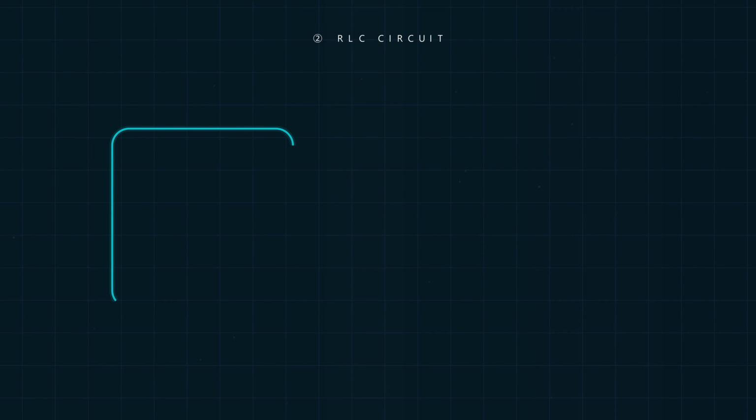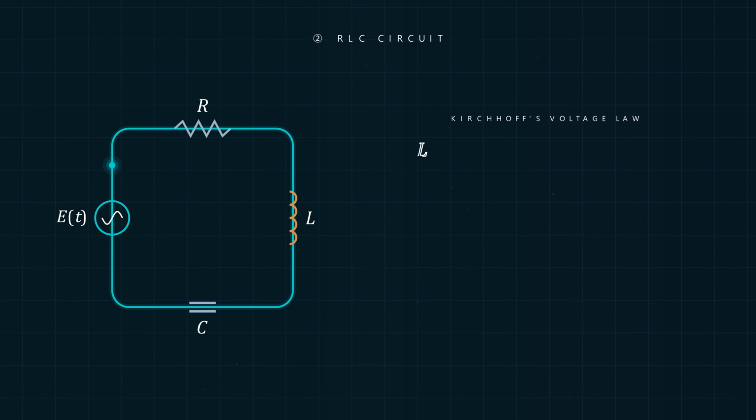Third, an RLC electrical circuit. This circuit has a resistor R, an inductor L, and a capacitor C, all in series with a voltage source, E of t. Applying Kirchhoff's voltage law, the sum of all voltage drops around the loop equals the source voltage, gives us L times the second derivative of charge Q with respect to time, plus R times dQ over dt, plus Q divided by C, equals E of t. The charge Q is the quantity we're solving for.